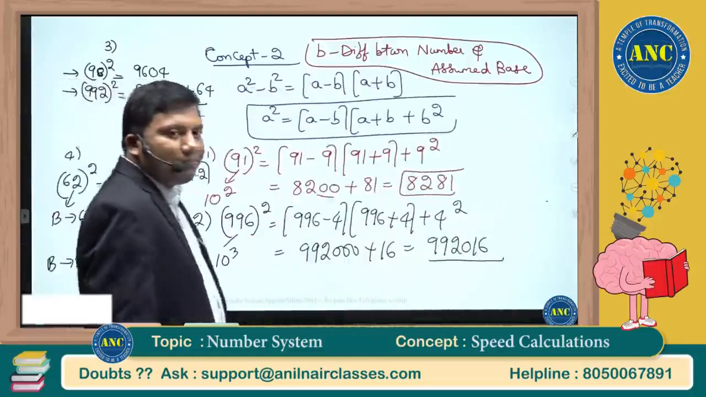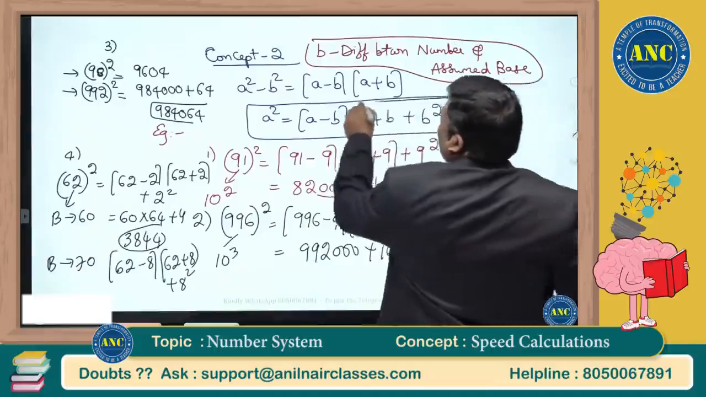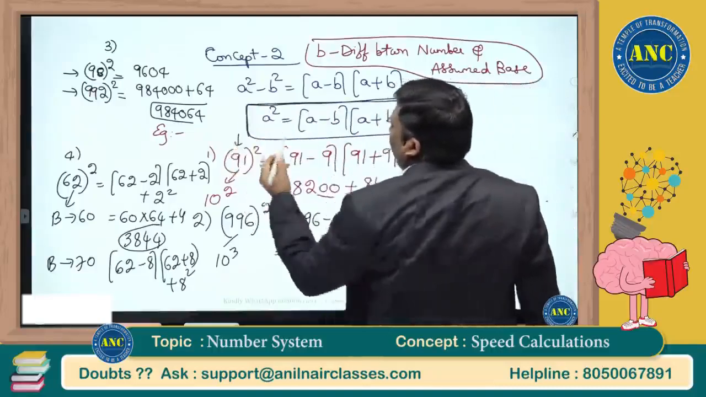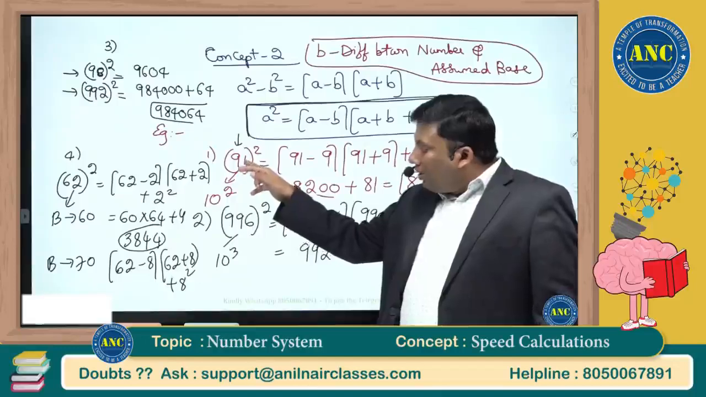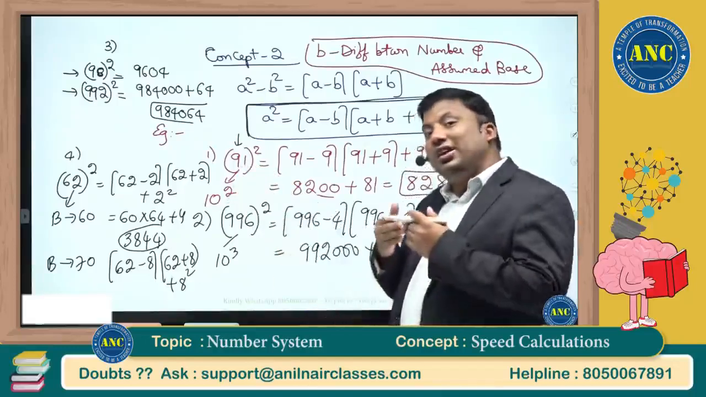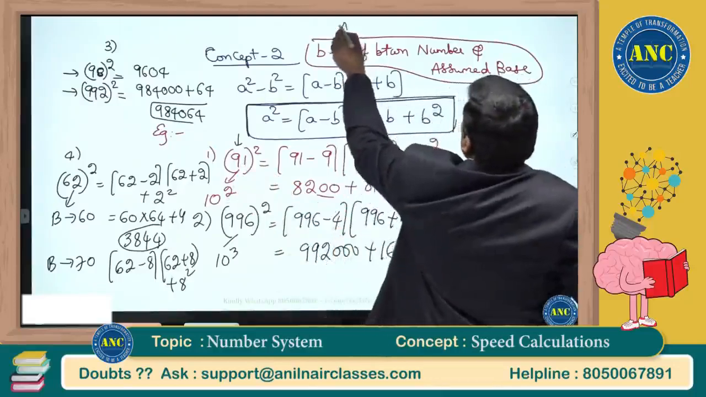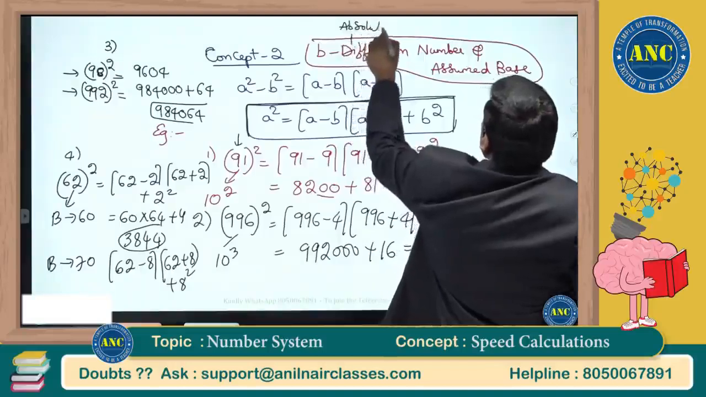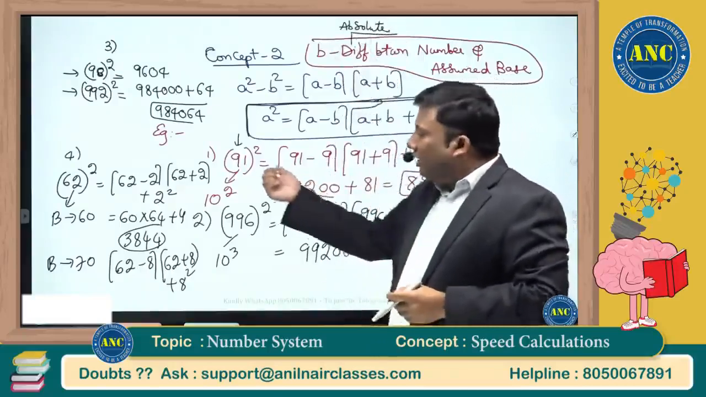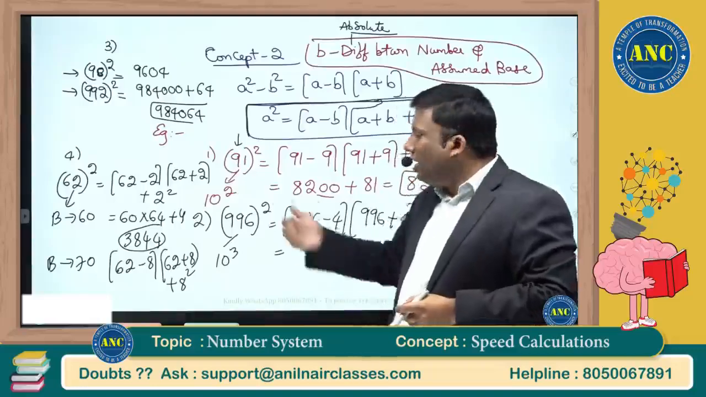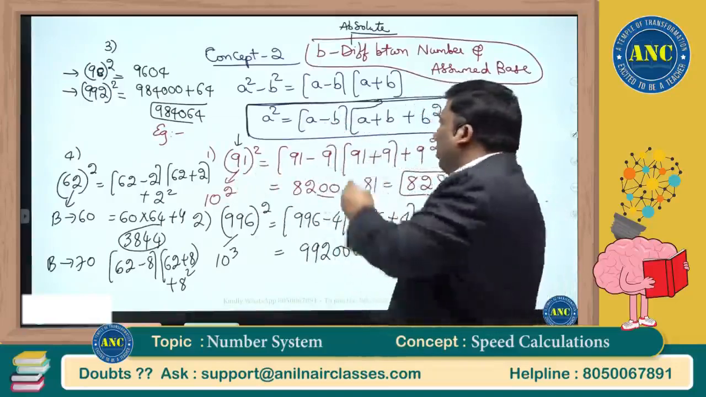Again, I am explaining. A square minus B square is A minus B into A plus B. A is the given number for which the square needs to be computed. B is the difference between number and assumed base. Sir, should I take 91 minus 100 or 100 minus 91? It makes no difference. It is the absolute difference. Even if you subtract 100 minus 91, 9, or 91 minus 100, one time it will become minus B, giving A plus B into A minus B.